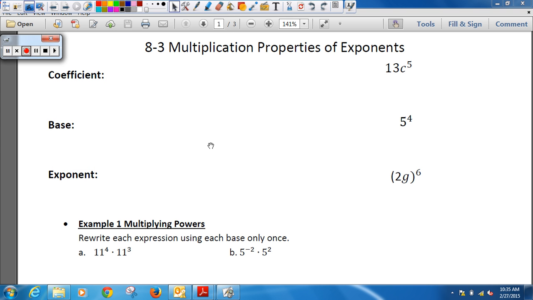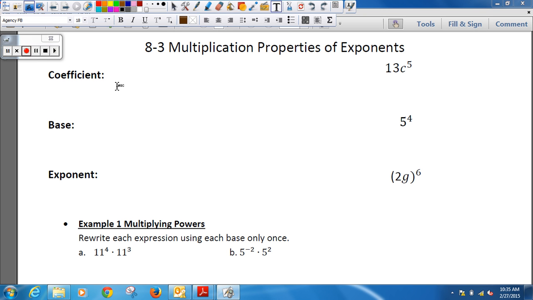Today we are going to be using some multiplication properties of exponents, so I want to review some vocab very quickly. First of all, a coefficient is a number in front of a variable.